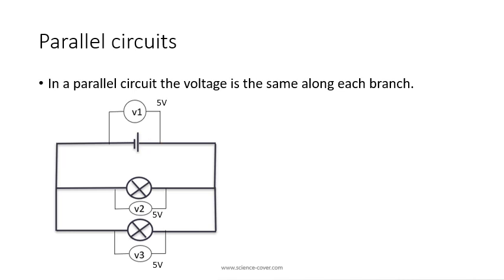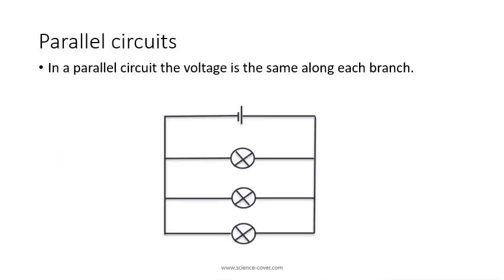Now that's left us with a cell producing 5 volts of potential difference. The bulb in the center of the circuit is losing 5 volts on V2, and the bulb at the bottom of the circuit is losing 5 volts on V3. So each branch has the same voltage as the initial voltage from the cell.